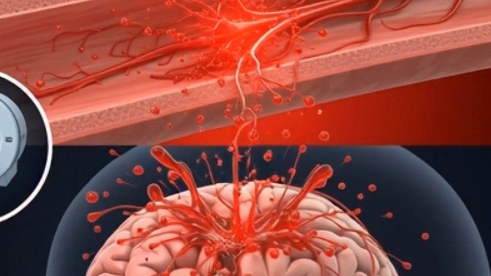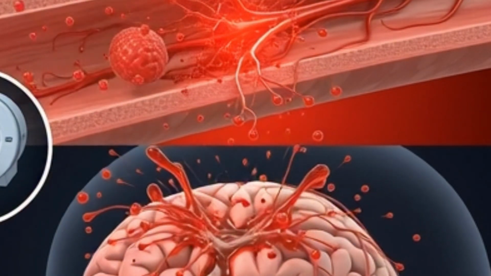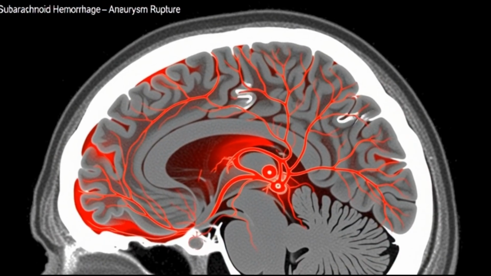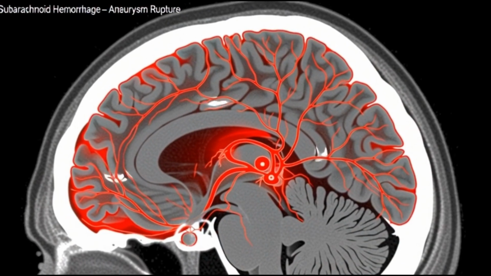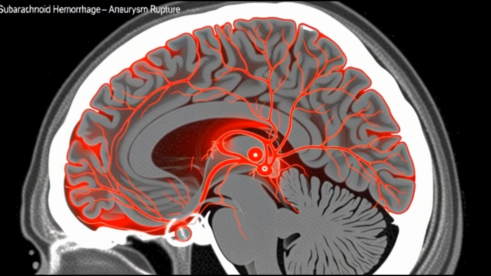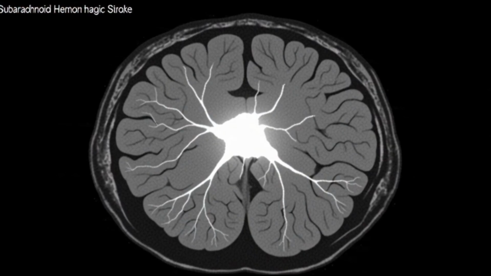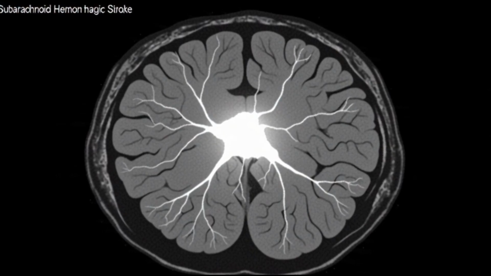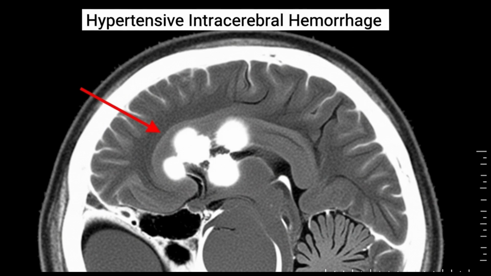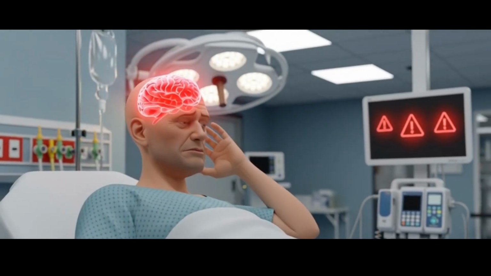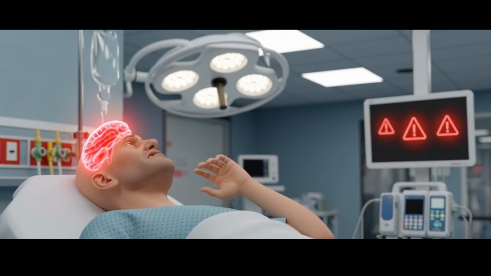CT brain in hemorrhagic stroke. Hemorrhagic stroke is easily identified on CT. Acute blood appears hyperdense or bright white on CT scans. The hemorrhage is often surrounded by a hypodense area representing edema. Common types include intracerebral hemorrhage, commonly seen in hypertension, affecting the basal ganglia, thalamus, pons, or cerebellum.